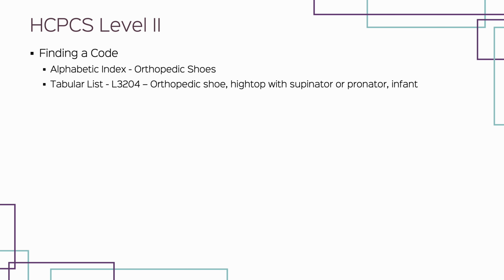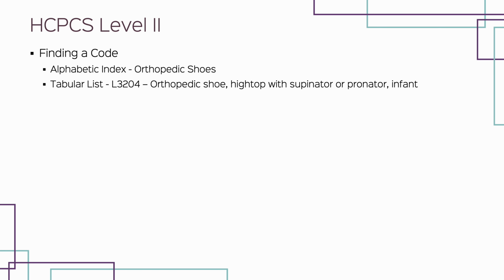Let's walk through another example of coding with your HCPCS Level IIs. This time, we're going to involve a podiatrist who prescribes orthopedic shoes. To begin, turn to the Alphabetic Index in your HCPCS code book and look up the main term, orthopedic shoes. Under that main term, you'll find the subterm, footwear. You'll see a reference to the code range L3201 through L3265.